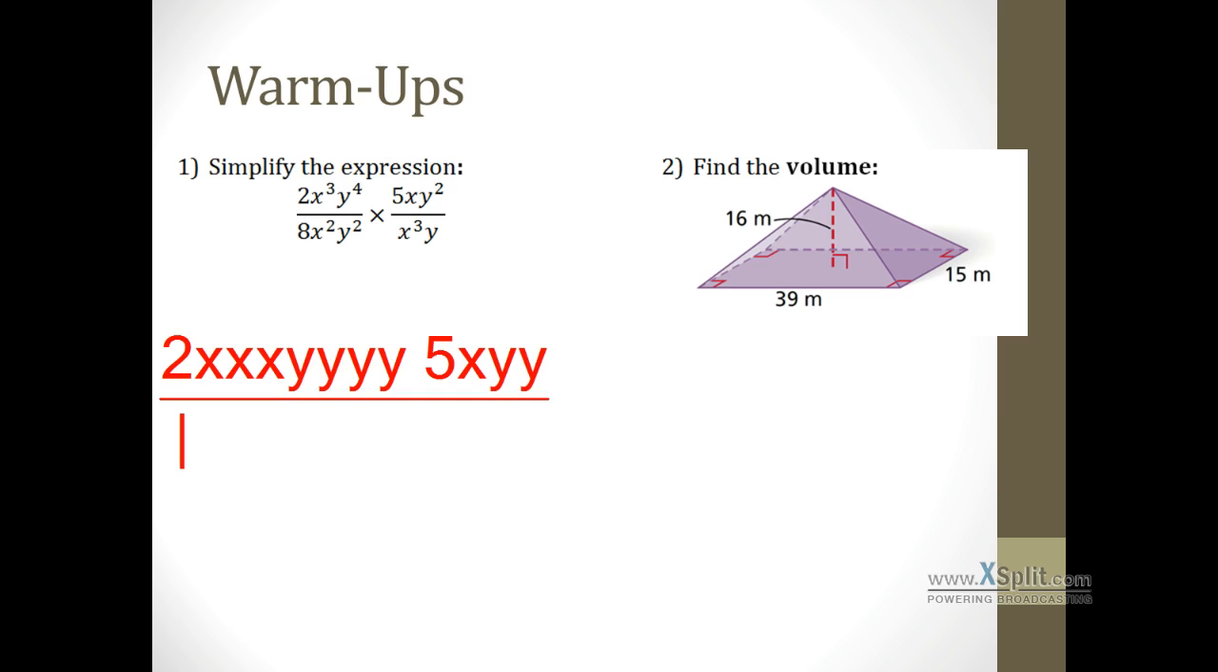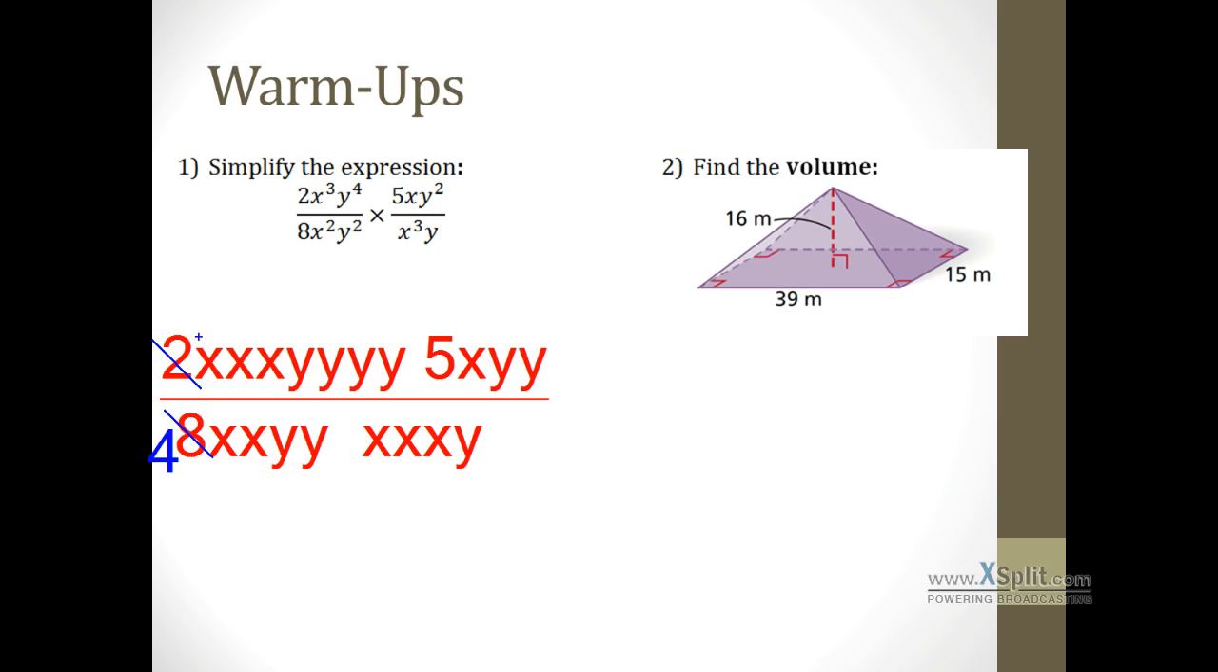Writing out the bottom, we could write it longhand as well with 8, a couple x's, a couple y's, and that's being multiplied by 3 x's and a y. Now what can we do with all these variables? Remember, if you have something in the numerator of a fraction and the same thing in the denominator, those two things can cancel each other out. Looking at my 2 and my 8, for example, I know 2 and 8 are divisible by 2, and that turns the 8 into a 4. So we could simply turn that 8 into a 4 and cancel out the 2 completely.